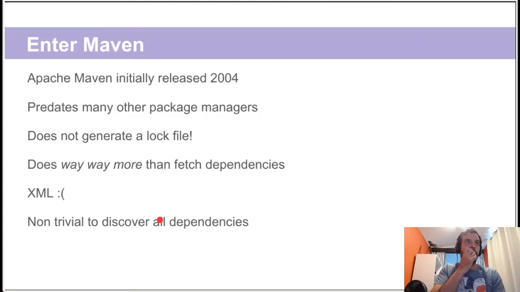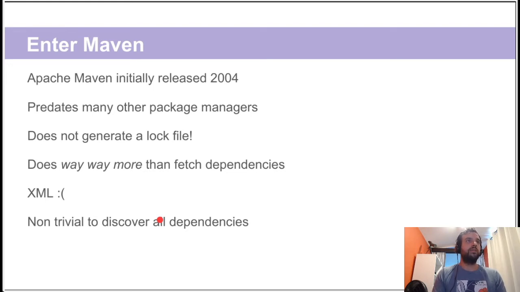Okay, so enter Maven. Maven was released in 2004. So I think Nix is 20 years old, so Maven is not quite as old as Nix, but pretty old still, 16 years. It predates many newer languages and package managers. And it still has a huge market share. I'd say Java is predominantly split between Gradle and Maven. I'm not really sure which one's the dominant one. Subjectively for me, it's been Maven.